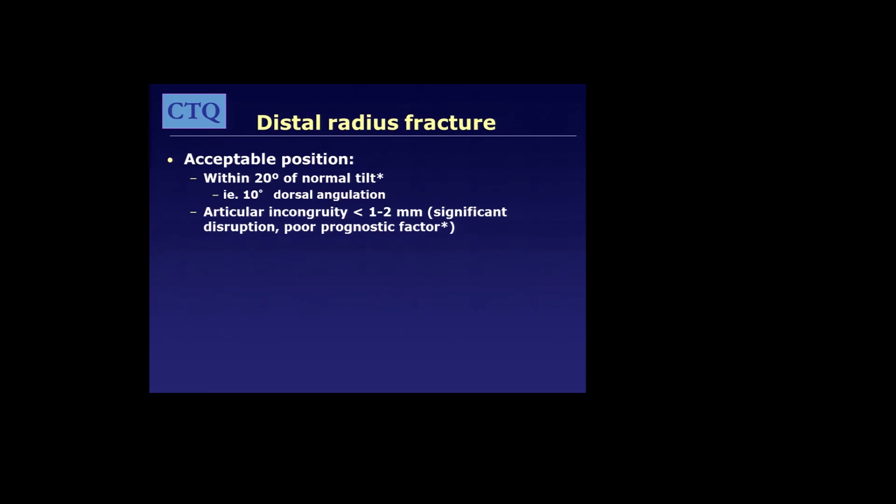Acceptable positioning in distal radius fractures includes within 20 degrees of normal tilt, in other words, less than 10 degrees of dorsal angulation, or articular incongruity of less than typically 2 millimeters. If there's significant disruption of the articular surface, that's a poor prognostic factor in distal radius outcomes.